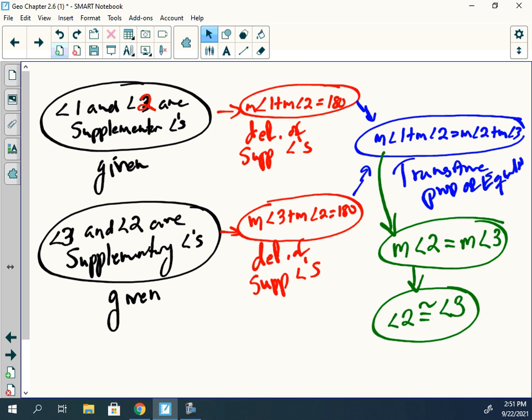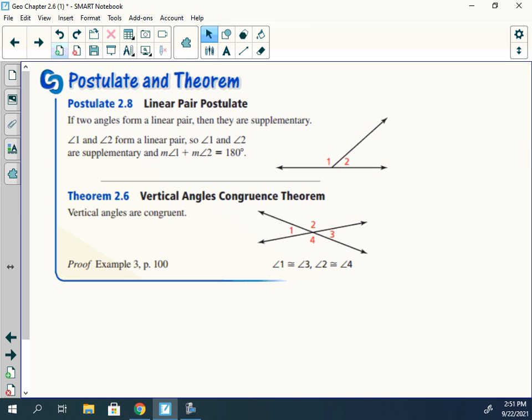But the issue is that this takes up a lot of room. It does show the flow of the proof a lot better, but it takes up a lot more space than 2 columns. Any questions on this here? All right. Let's look at the last postulate and theorem of the day.